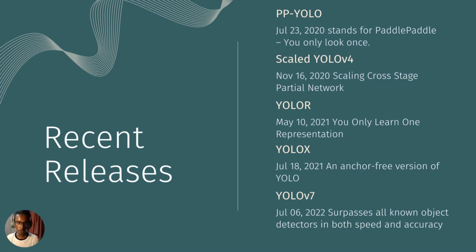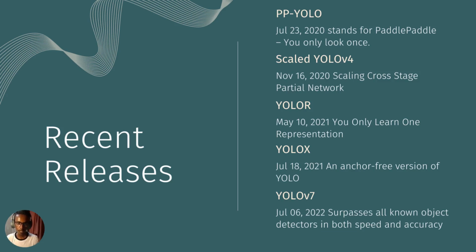On July 18 of 2021, we have YOLOX, which is an anchor-free version of YOLO. We've talked about the anchor boxes being introduced in YOLO v2, but in YOLOX, they actually said that they don't need the anchor boxes, and they also modified the architecture so that we can make better predictions without the anchor boxes.